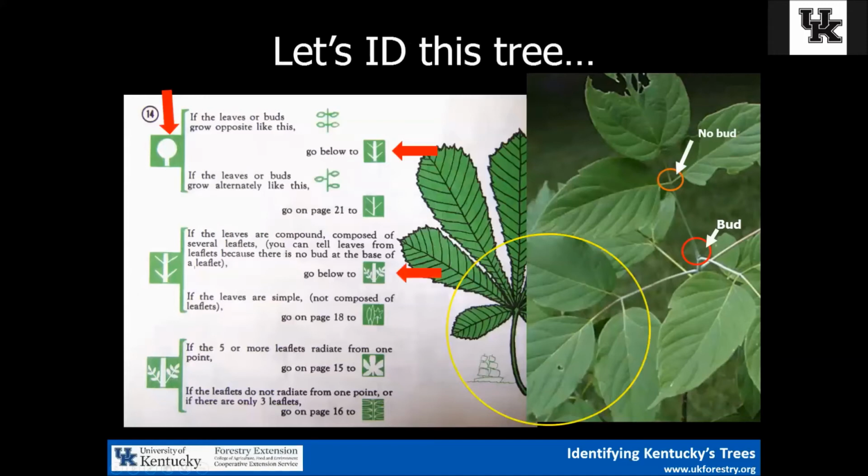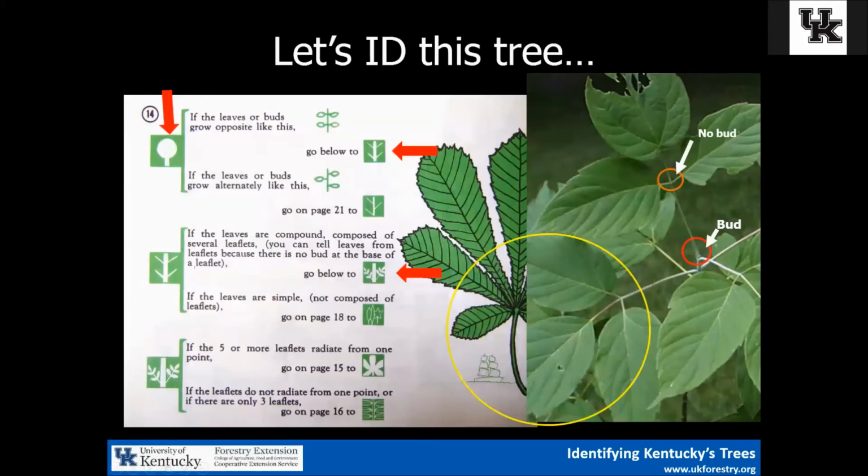We've got 2 more statements to try to answer. Now it's asking a little bit about how many leaflets. If 5 or more leaflets radiate from one point. Well, we don't have 5 leaflets, but they also don't radiate from one point, do they? That would be a palmately shaped one like we saw in our first, when we were looking at the diagram. So let's go down to see if this one's a better fit.